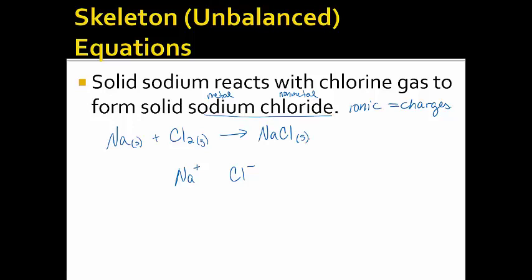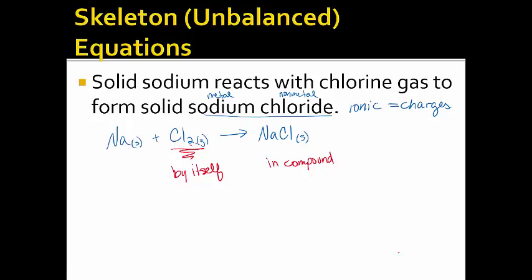Now, I want to point something out here. Notice that I told you that chlorine always exists as a diatomic molecule, and that is true when it is by itself, right? By itself. When it is in a compound, however, it can be whatever is required of it. So it doesn't need to be a Cl2. It can be a Cl. It could be a Cl2. It could be a Cl3, whatever the charges require of it.